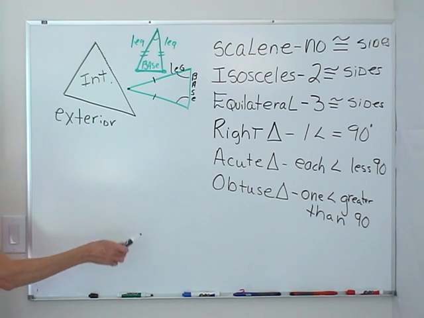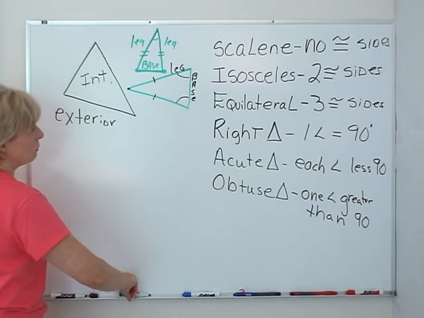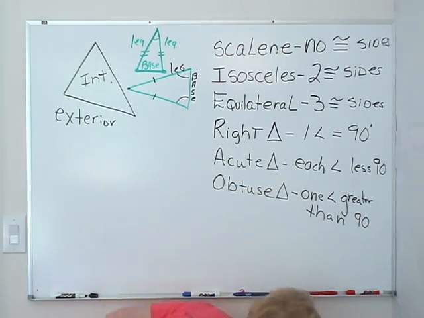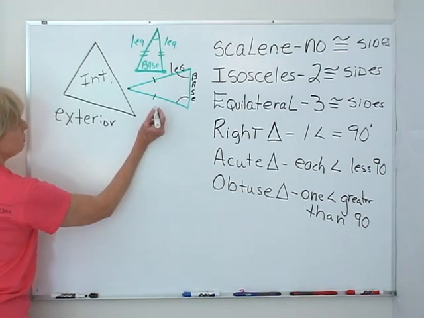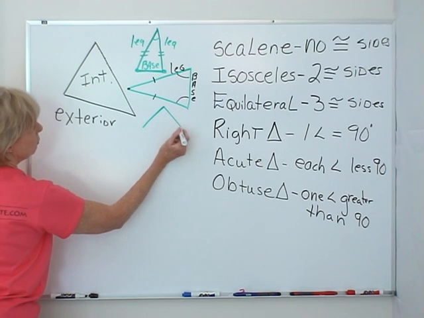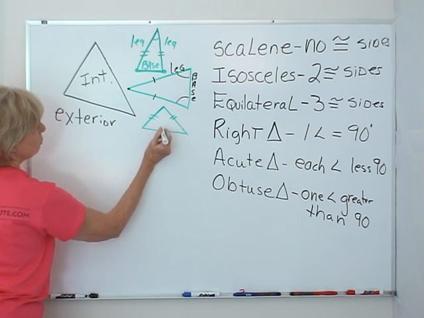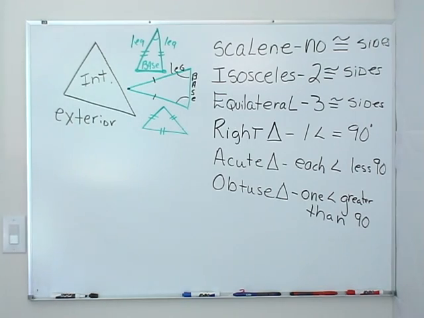All right, let's take a look at the equilateral triangle. That one is pretty straightforward. It's just any triangle where all three sides are congruent, like so.